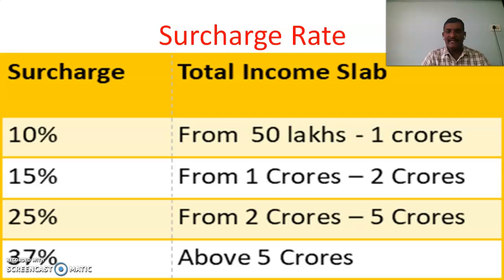And if any individual is having income from 1 crore to 2 crore, on that income bracket, he has to pay the tax, that is the surcharge at 15%. And if he is having an income bracket of 2 crore to 5 crore, then he has to pay the surcharge at 25%. And if any individual is having income more than 5 crore, then he is entitled to pay the surcharge at 37%. So this is what the surcharge rate fixed for the current assessment year.